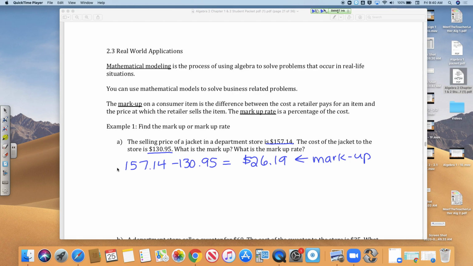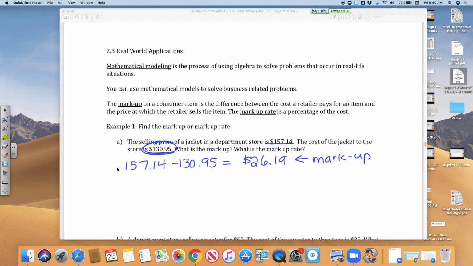The markup is how much money they're increasing the price before they sell it, which is also known as their profit. Now we're going to be finding the markup rate. This represents the percentage of the original jacket. The original jacket is this number right here. So this is the original. This was the cost of the jacket to the store. Whatever it cost to make it or wherever they got it beforehand, that's the original.